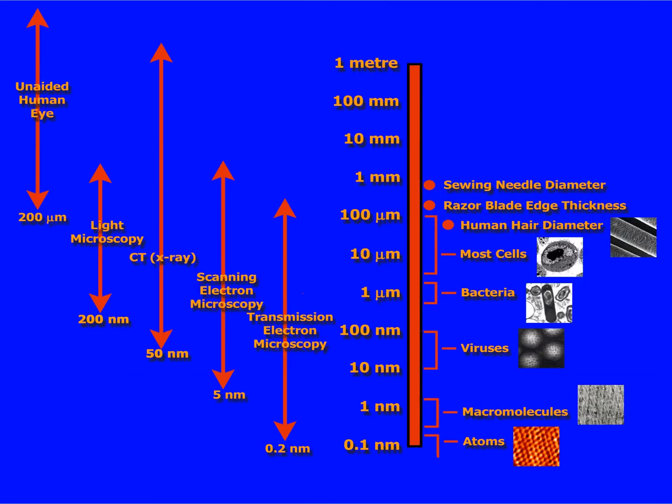So if we look at our microscopes, we can see what kind of resolution they can attain. As I said, the human eye can resolve things down to 200 microns, which is a fifth of a millimetre. A light microscope can do 1,000 times better than that and resolve things down to 200 nanometers, which is a fifth of a micrometre.